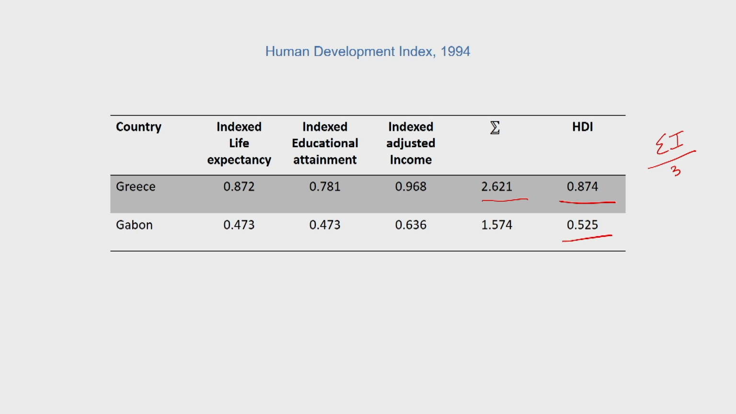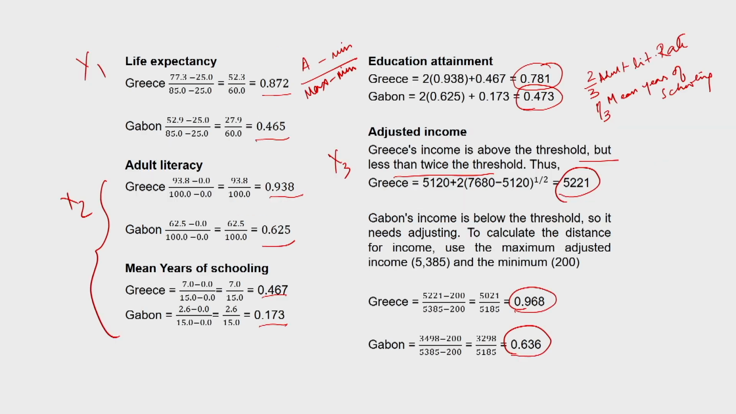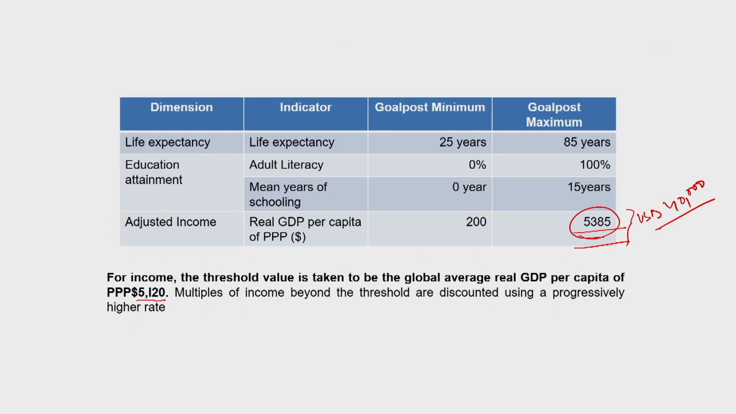And of course, Greece's HDI is much higher than that of Gabon, which means Gabon has a lot of catching up to do in terms of human development achievements as far as Greece is concerned. So, the differences between the 1994 HDI computation compared to 1990 are primarily two.